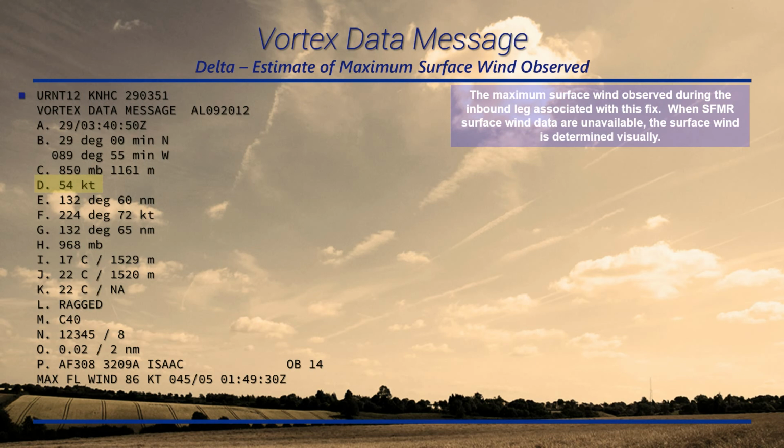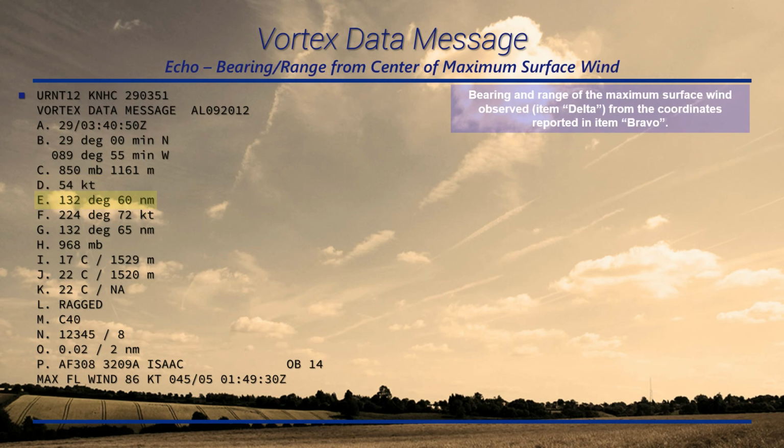Item Delta, this is going to be our estimate of the surface wind, the peak surface wind. Usually this is going to be determined from the stepped frequency microwave radiometer. If that's not available, then there's going to be a visual determination based on the wave action. So in this particular case, the step frequency microwave radiometer suggested 54 knots at the surface.